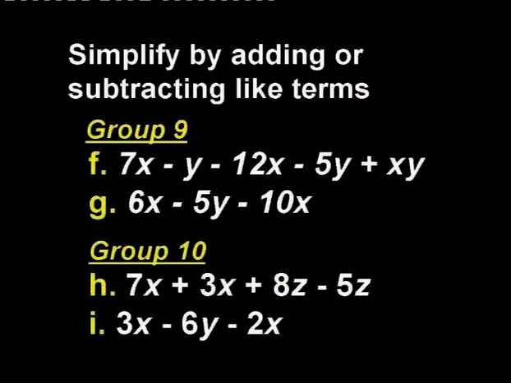You will find letter F. Look at letter F in your workbook. You have powers, 7x to the power of 3. I'd like you to get rid of the 3. Remove the 3, the power 3. So you should have only 7x minus y minus 12 minus 5y plus xy. Right. The rest should be okay.